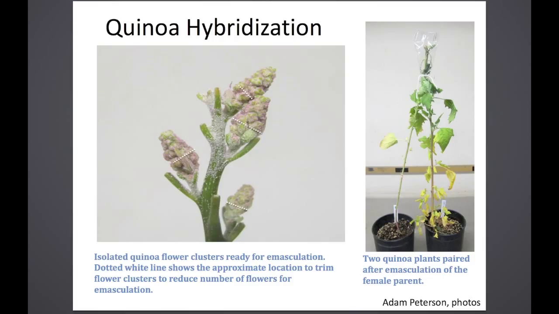These white lines here show about where we cut each flower cluster, and what that does is allow us to emasculate. So it exposes the anthers and allows us to remove them.